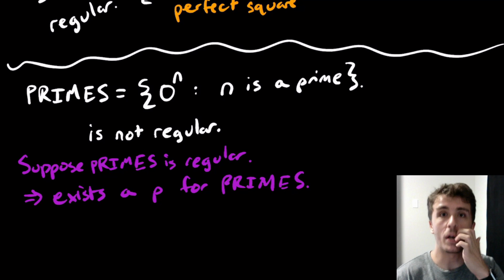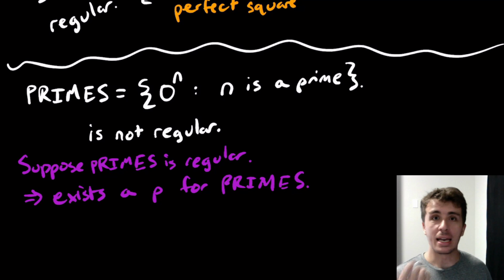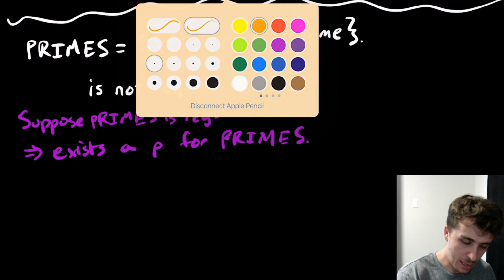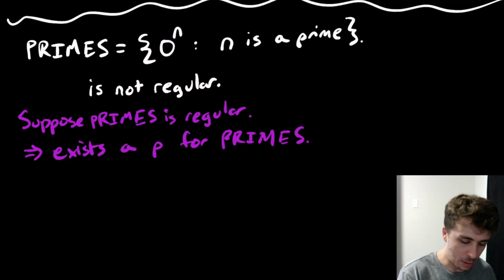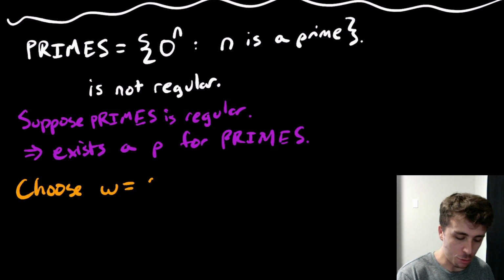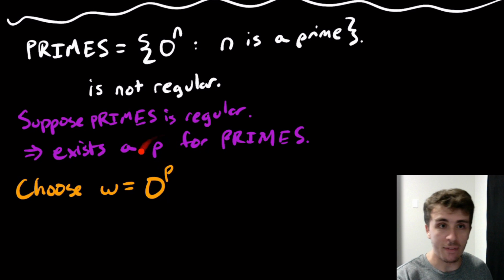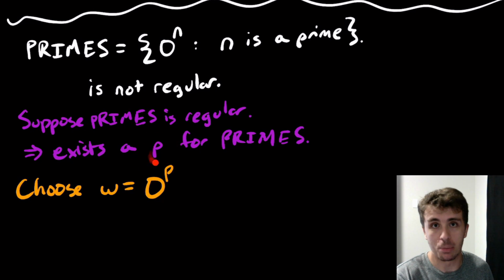Okay, so what can we actually do with this? Well, again, we have to pick a string that's in the language of length at least p. So a lot of what my students do is they choose w to be equal to 0 to the p, because p obviously is a prime number, because p stands for prime. It's the first letter. The problem with that is that p itself might not be a prime number.